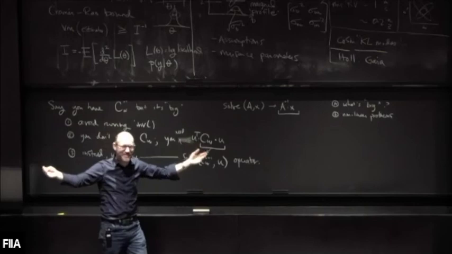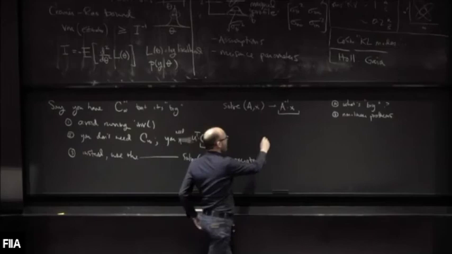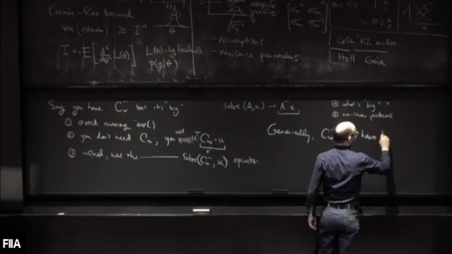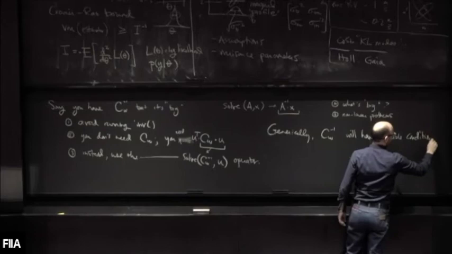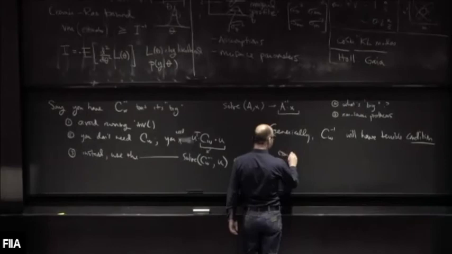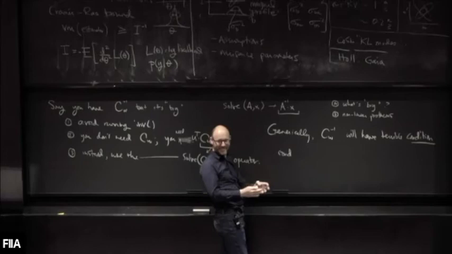So the first point is that generically, C inverse will have terrible condition. There's something about a matrix called its condition, which is just jargon. And I only use it because it's the keyword you're going to search. And the condition number of a matrix, which, by the way, most linear algebra packages have a condition number function. But anyway, you can write your own, as you're going to see in a moment.